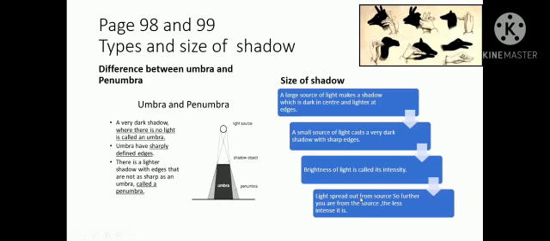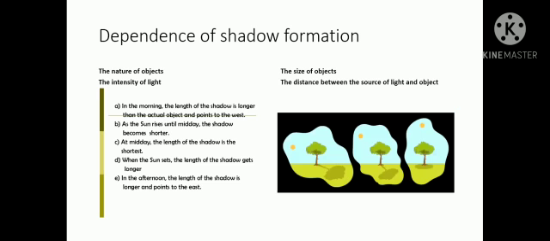Number 4 point, light spread out from source. So further you are from the source, the less intense it is. जैसे जैसे हम लाइट के सोर्स से दूर होते चले जाएंगे, लाइट की इंटेंसिटी उतनी ही कम होती जाएगी. On next slide, you can see dependence of shadow formation. Shadow formation depends on 4 main points. Number 1, the nature of objects. Number 2, the intensity of light. Then the size of objects. Number 4, the distance between the source of light and object.